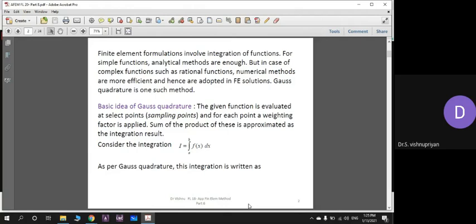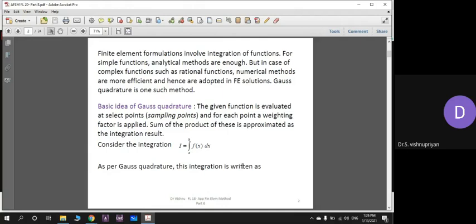Now, supposing that we have a function f of x, which is to be integrated between two limits a and b. The idea is, between a and b, select some points and evaluate the function at these points, and then add some weightage to each of these points, multiplying this weightage with the function value which we obtained before. Suppose that we have n sampling points between a and b.